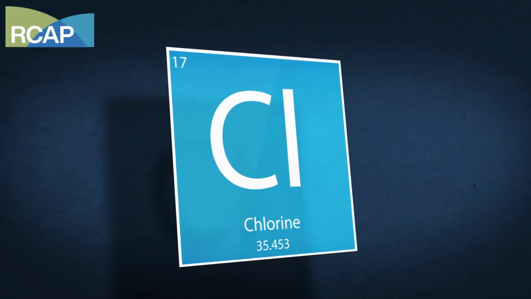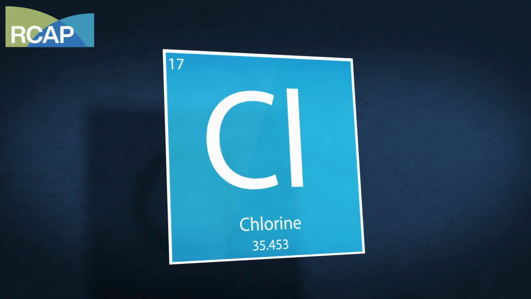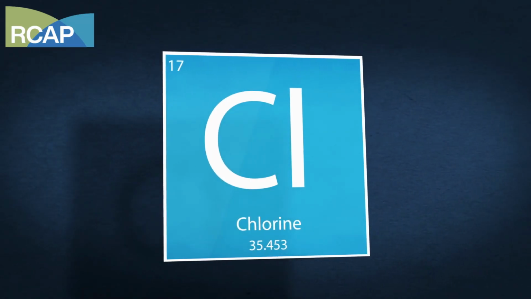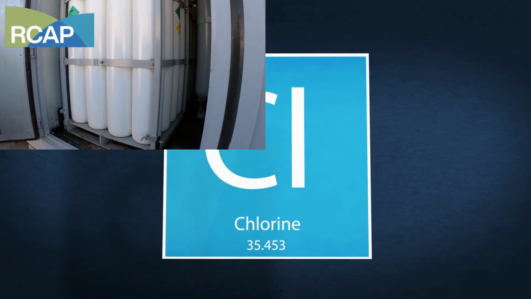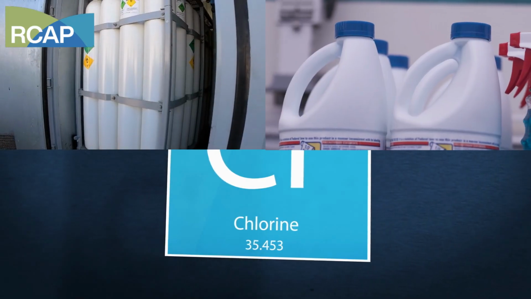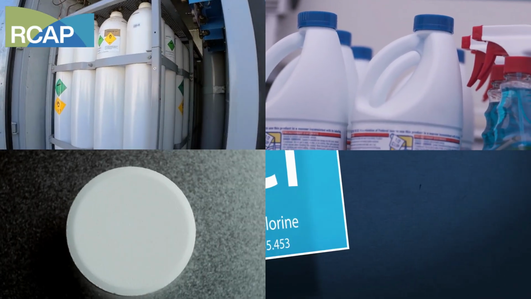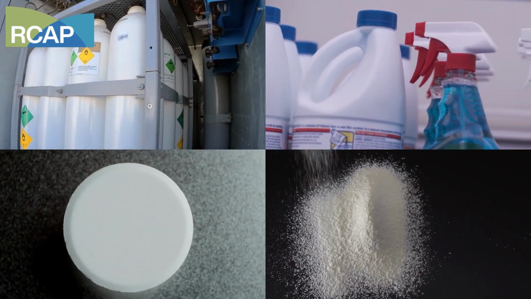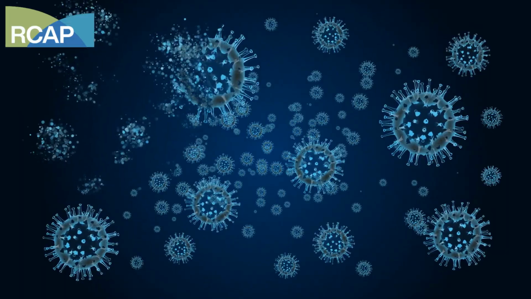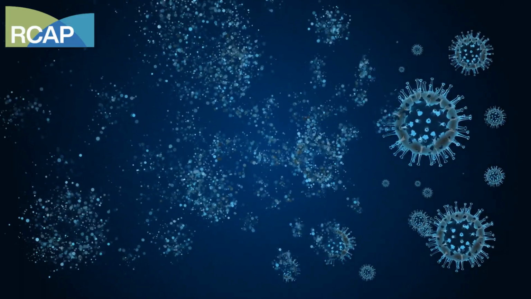Chlorination is the most common method of water disinfection. The process of chlorination uses chlorine in different forms, such as gas, liquid in a bleach form known as sodium hypochlorite, or solid tablets or powders made from calcium hypochlorite to kill harmful microorganisms that may be in your source water.